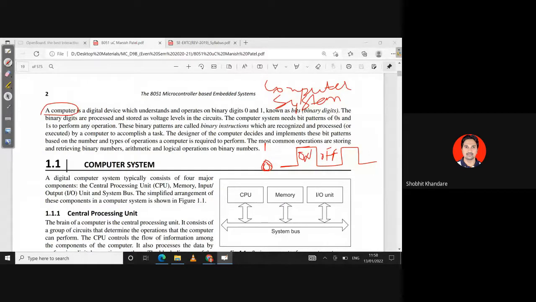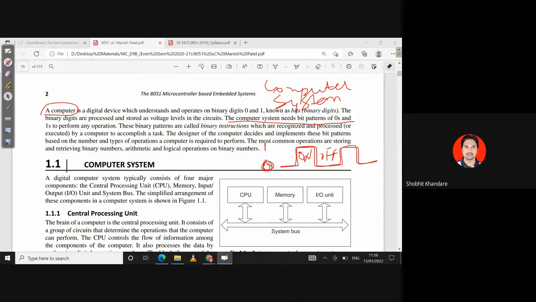उसको बाकी कुछ नहीं समझ में आता. Whatever you write down, that will be converted into ones and zeros. अगर आप प्रोग्राम लिखते हो उसको भी ये मशीन लैंग्वेज will convert. Because zeros and ones are the machine language. हमें जो समझ में आती है that is a user language or high level language. Whenever you have these zeros and ones, these are called bits or binary numbers. The voltage levels 0 1 0 1, whatever the voltage levels are there, that is converted into the form of 0 and 1. Now the computer system needs a bit pattern of zeros and ones to perform any operation.